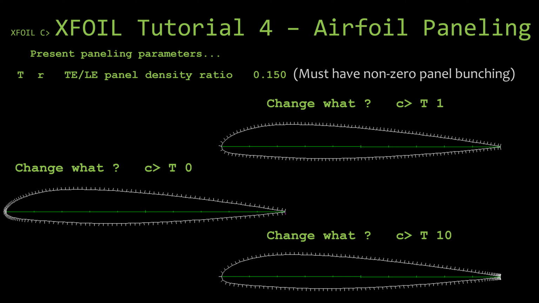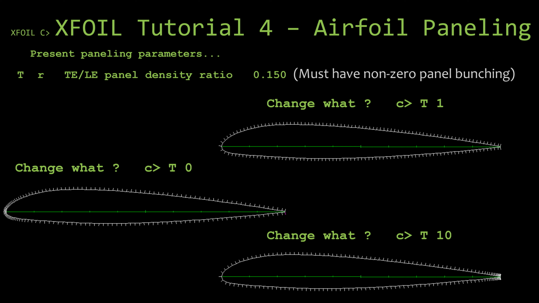The next paneling parameter is the trailing edge to leading edge panel density ratio. As the name suggests, this is a ratio. So we're comparing the trailing edge panel density to the leading edge panel density. So I have a couple of examples here to show you what that ratio is. Now, let's start with a ratio of 1. If I have a ratio of 1, that means the numerator and the denominator are the same number.